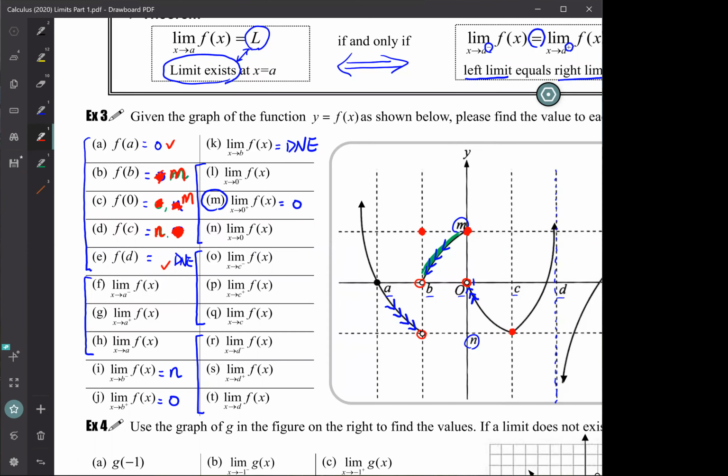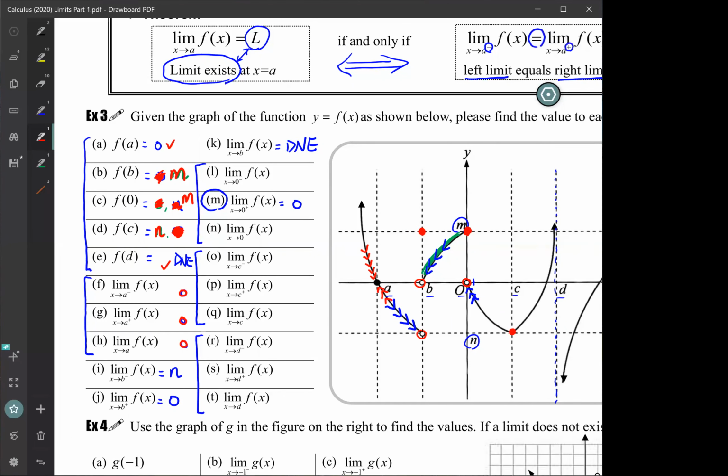Okay, now let's look at the limits. Emily, do you have the answer for F, G, H? I have 0 all the way. 0 all the way. Okay, so let's quickly check that. Approaching A from the left, so look at how I draw the arrow. Approaching A from the left will be going downwards. So answer is 0, you're correct. Approaching A from the right, it'll be going upwards. Also 0. So they match, so equal to 0.